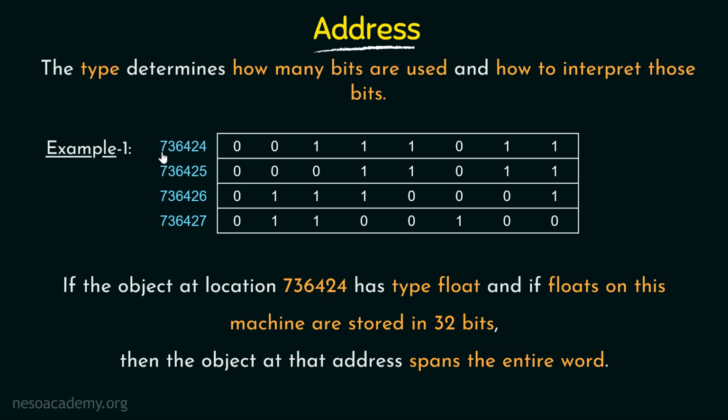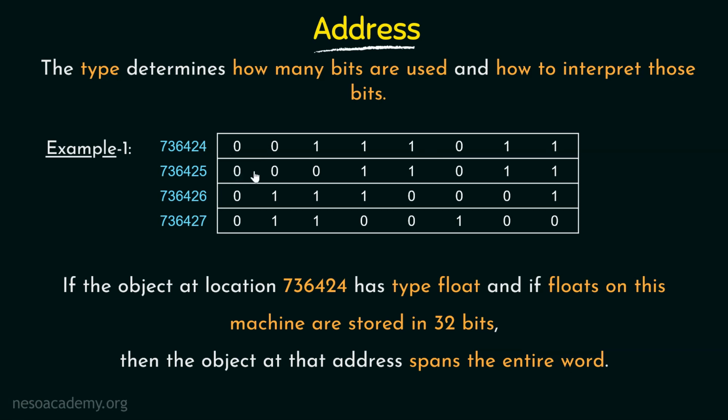Now we are saying that the object at this location has the type float. We have already discussed the float data type. Now we are saying that here a float data type is stored, and that floats on this machine are stored in 32 bits. That means in this particular system that we are using, for storing a float data type, we need 32 bits. Now, how many bits will be used here? Starting from here, we have to count till 32.